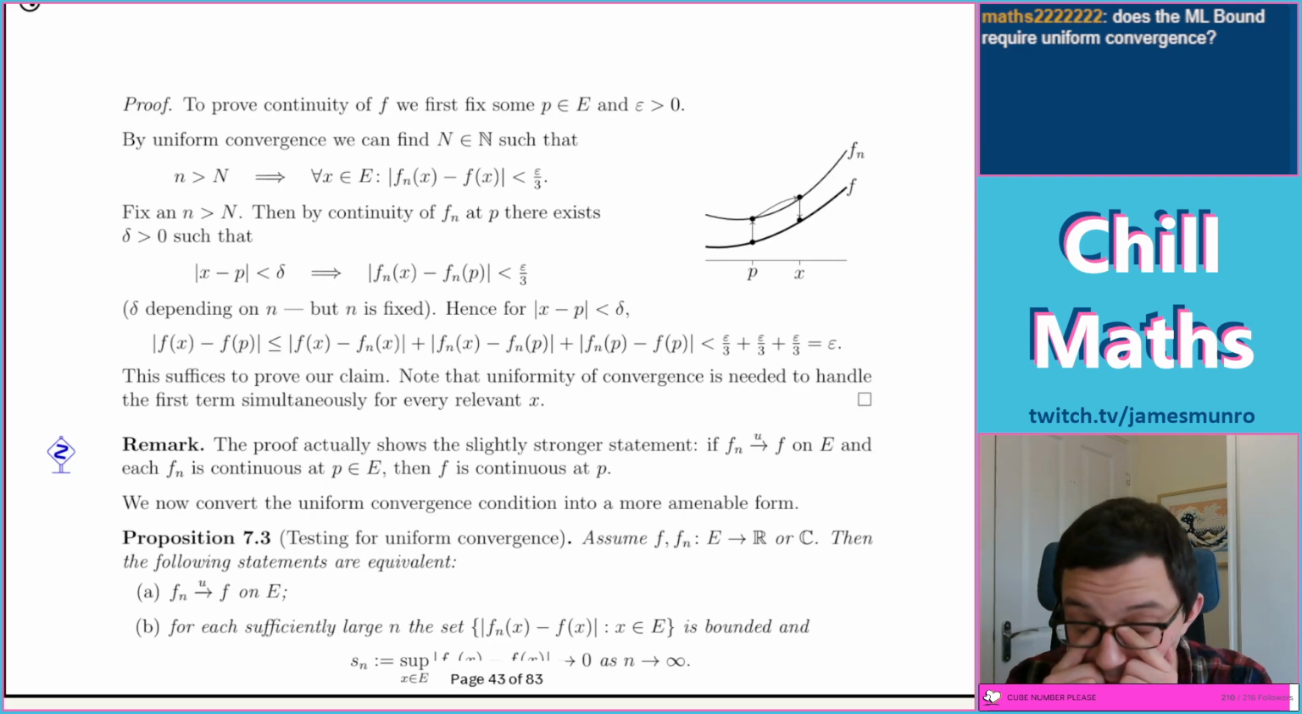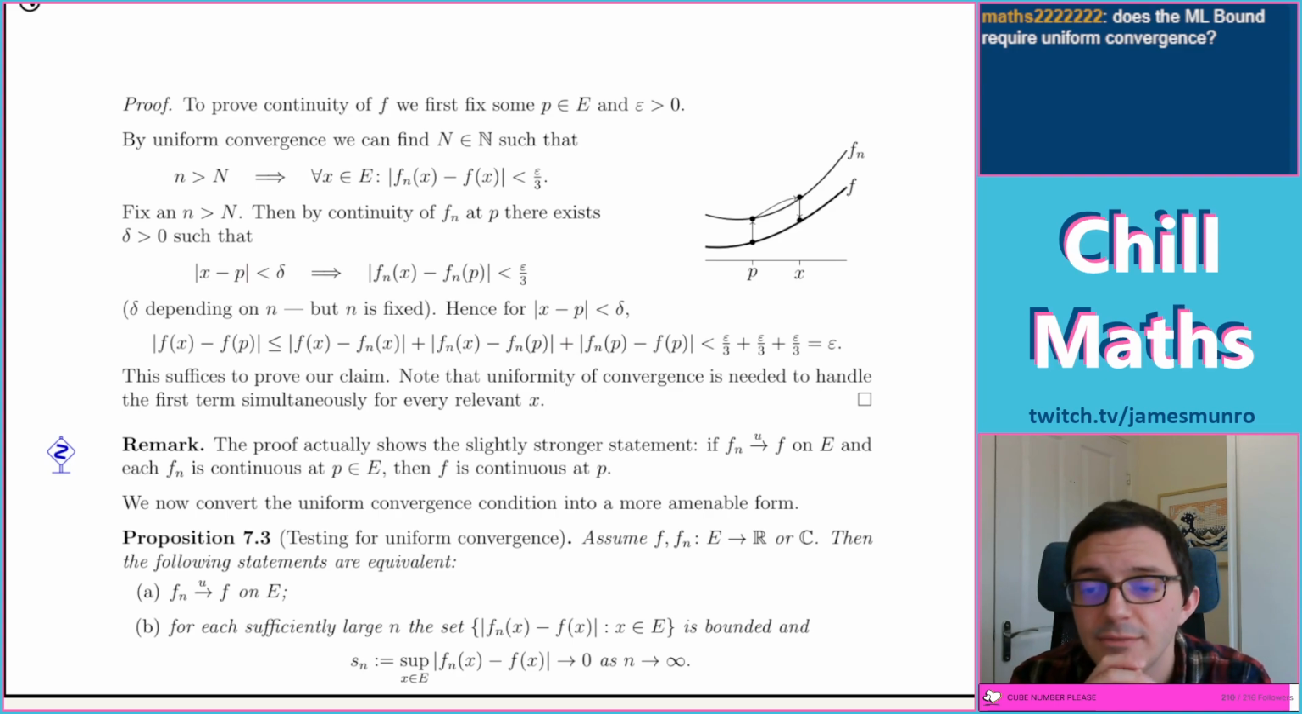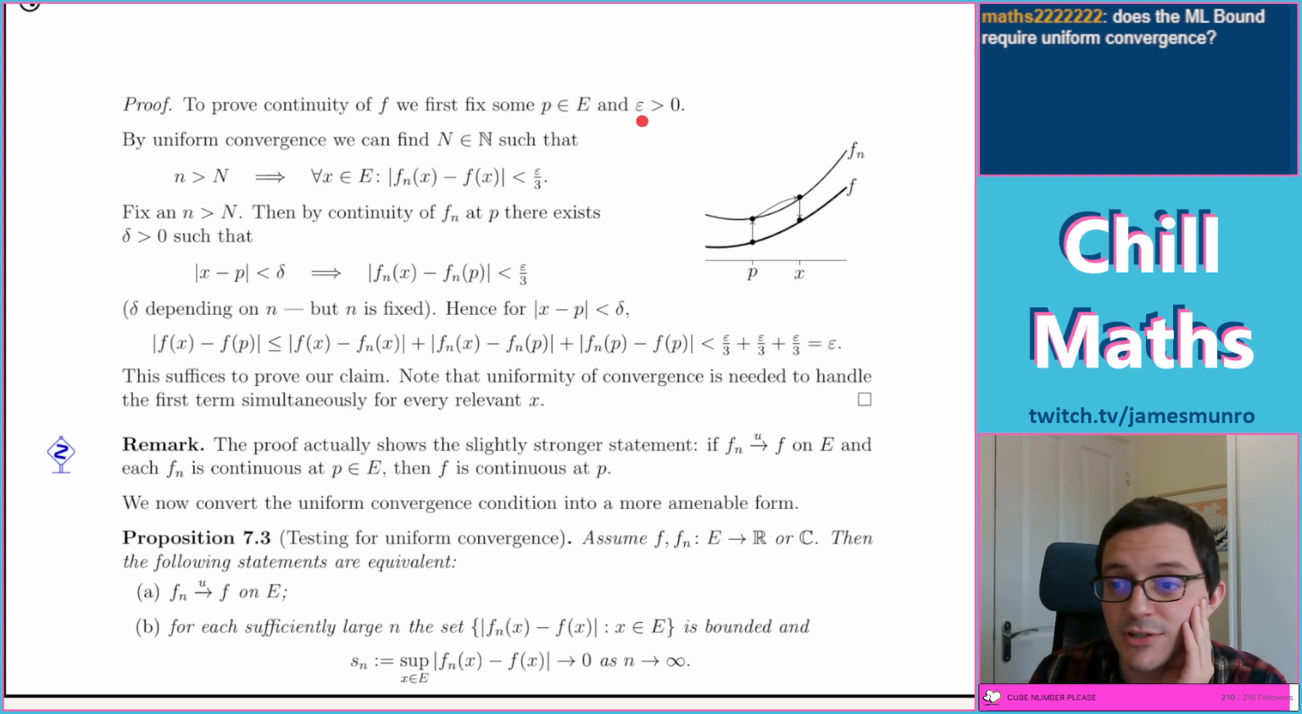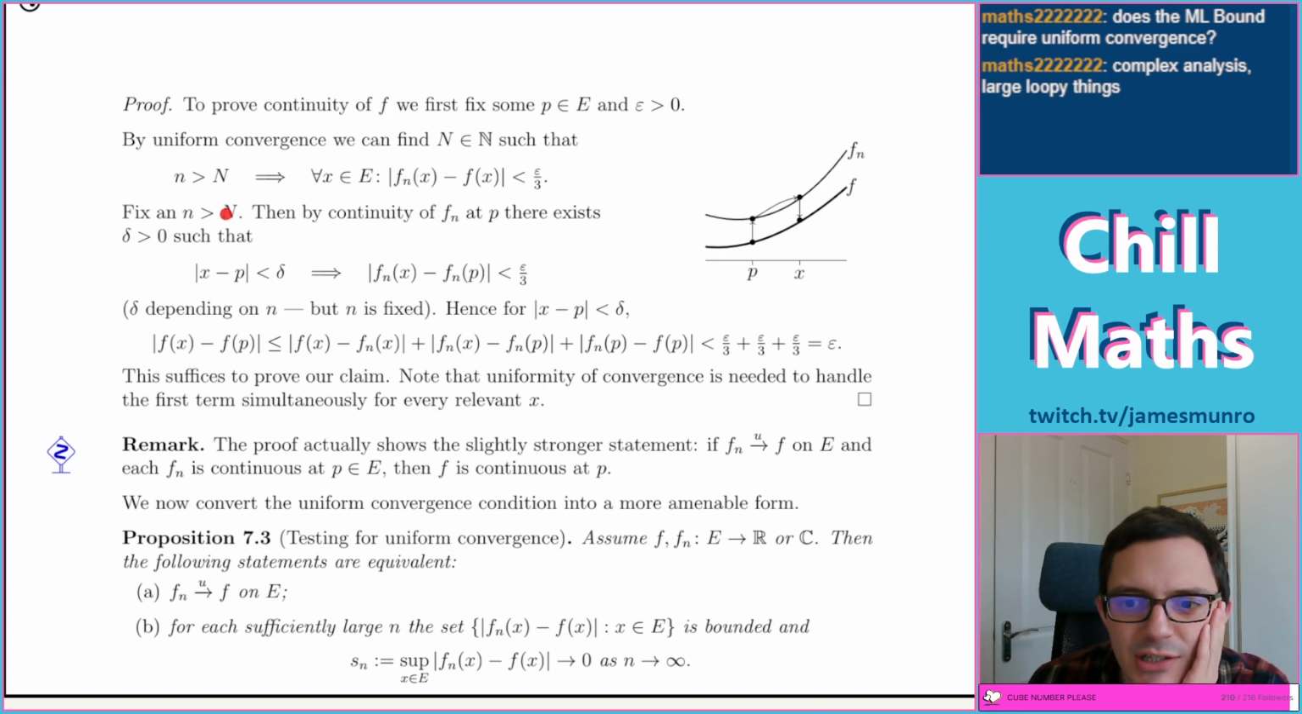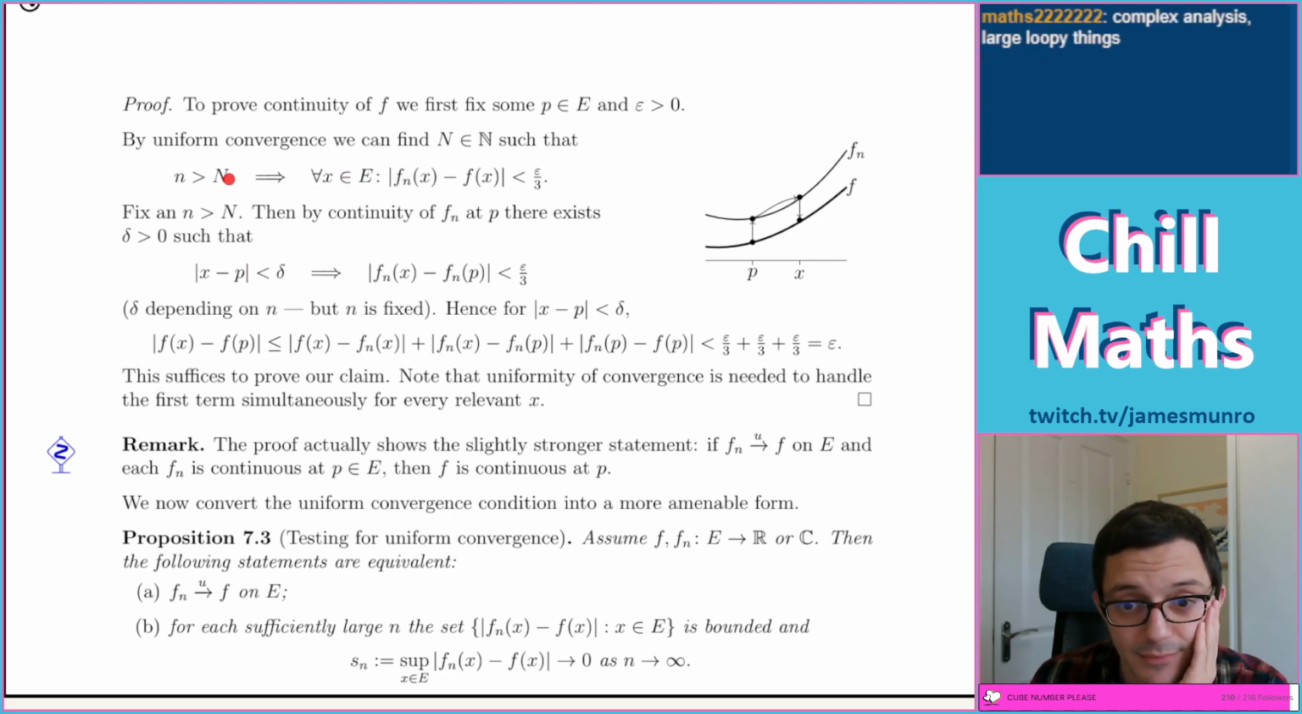Right, and this proof is not long, so I am going to look at it. Fix some point and epsilon. Good, because you have to do it everywhere. For all values of epsilon, you have to do it for all points. By uniform convergence, find an n such that this thing is very small for all x, once n is larger than big N. And then if you've got some small n that's large enough, then near to that point, the function doesn't change very much.